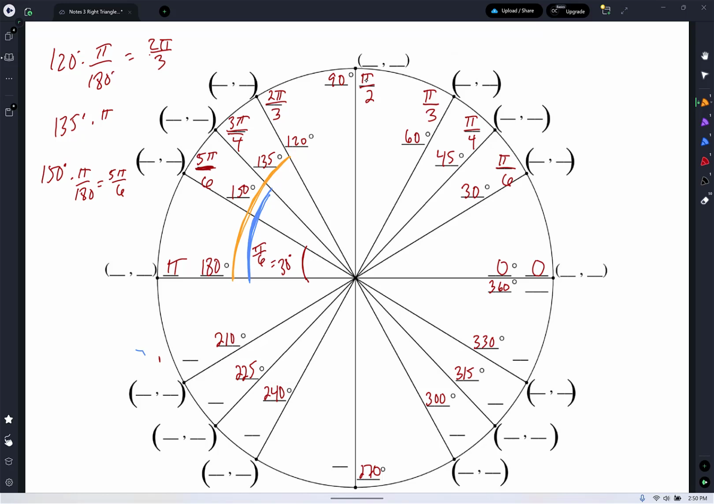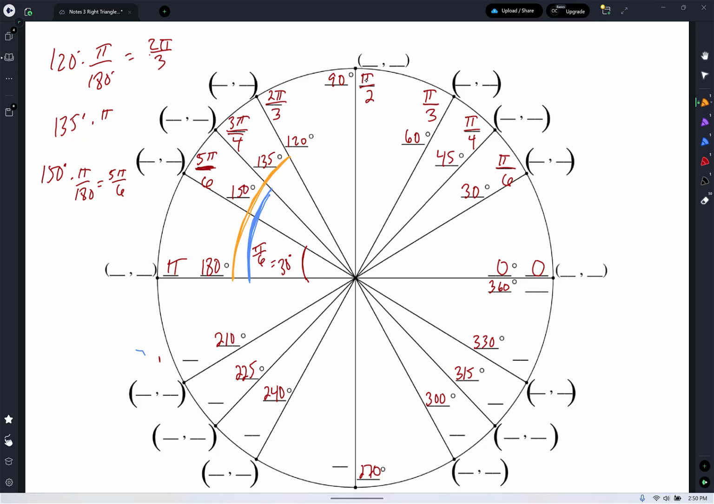What is pi plus 1/6 pi? Because this distance here is 1/6 pi too, right? So make pi like 6 pi over 6. Just do it in your head: 6 pi over 6 plus pi over 6. Keep the denominators the same.